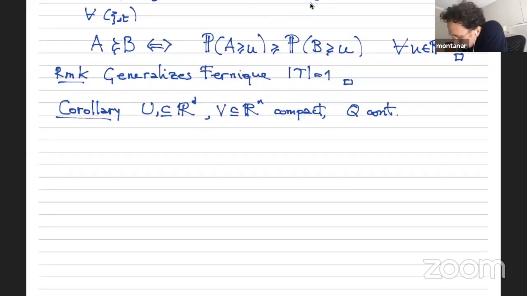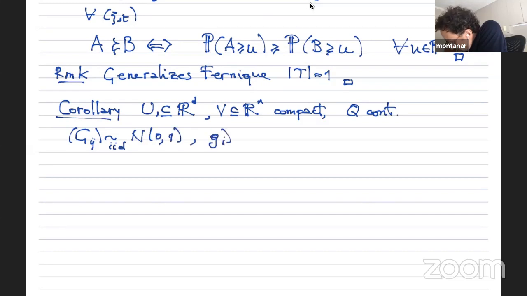First of all, let me take a matrix G that has elements G_ij that are IID normal(0,1), and two vectors g and h, IID normal(0,1).